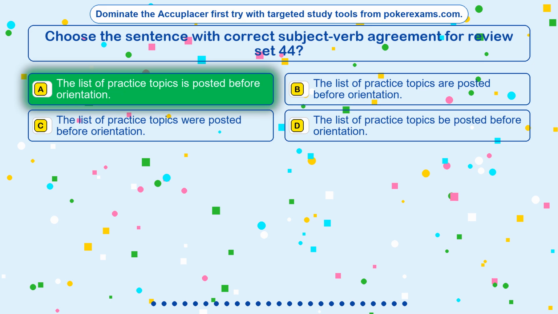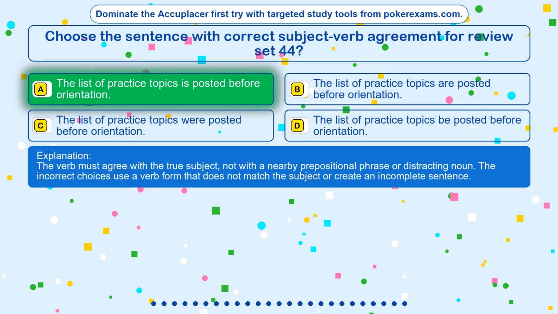The correct answer is option A. The list of practice topics is posted before orientation. The verb must agree with the true subject, not with a nearby prepositional phrase or distracting noun. The incorrect choices use a verb form that does not match the subject or create an incomplete sentence.